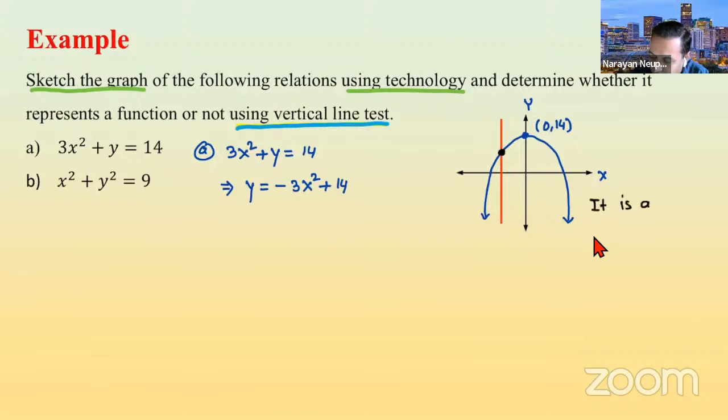It is a function. Okay, it represents a function. So what we did here is we sketched the graph, and on the graph we drew the vertical line, and we saw that the vertical line crosses the graph at only one point. If the vertical line crosses the graph at only one point, it represents a function. So this equation here represents the function.